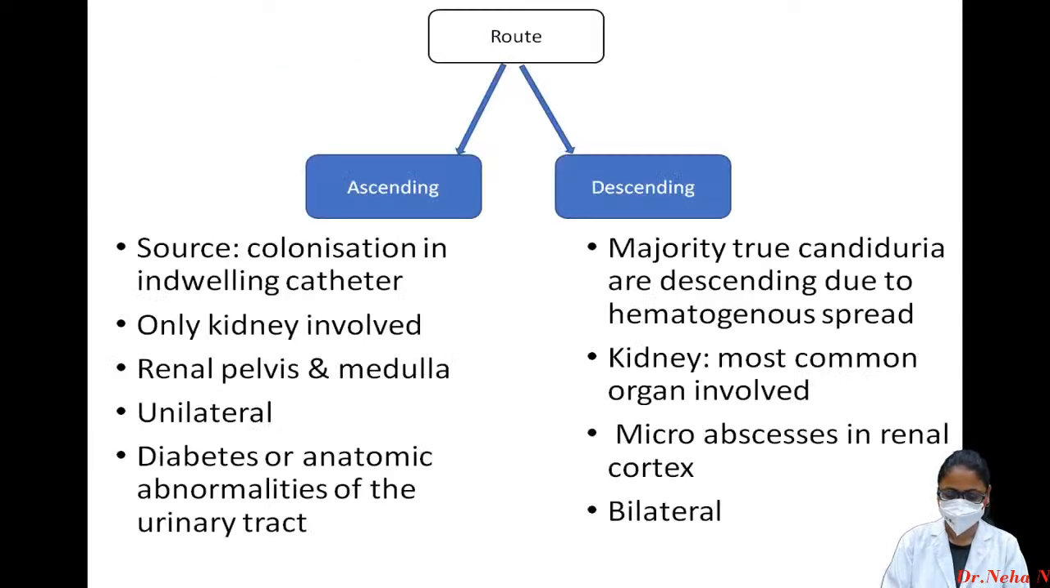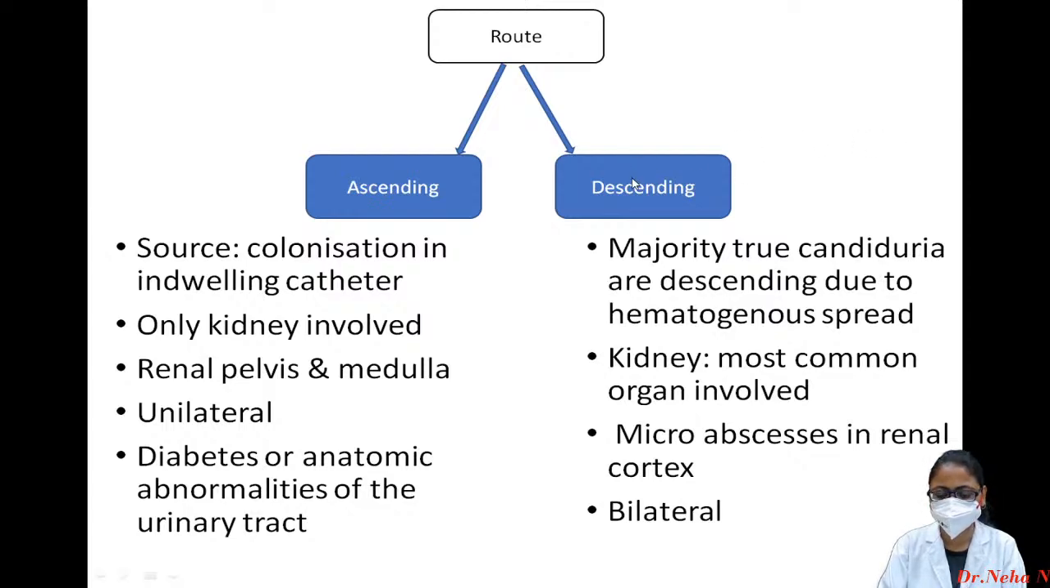And the majority of the times, the serious ones are the descending infections, because first there is renal involvement as part of candidemia. There is seeding of the kidneys, followed by microabscess formation in the kidneys, and then there is transfer of the yeast cells from the kidney down to the ureter, and it causes cystitis.